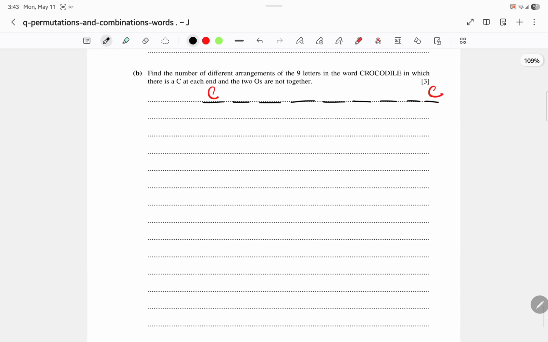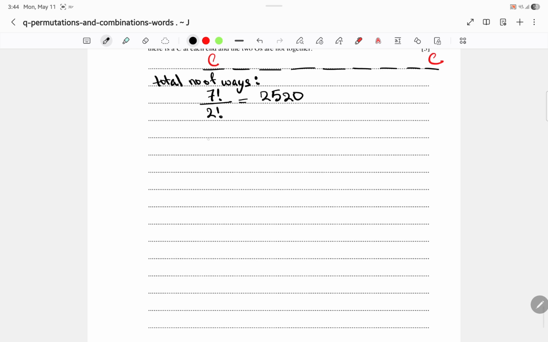So how many spaces are left? There are 7 spaces left, hence 7 factorial, but there are still 2 O's that are the same since we're not considering the condition now. So this is the total number of ways this can be arranged without the second condition, right? So this leads to 2520, and now we're going to add the condition again.